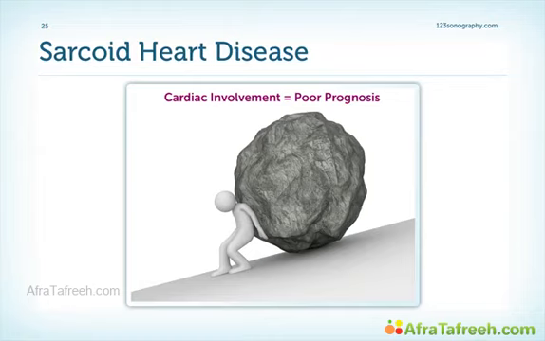Once cardiac involvement or sarcoid heart disease is present, patients have a very poor prognosis. Once the first symptoms of cardiac involvement appear, the 1 to 2 year mortality is approximately 65%. In addition, approximately 80% of patients who have sarcoidosis die because of cardiac involvement or cardiac problems, usually sudden death.